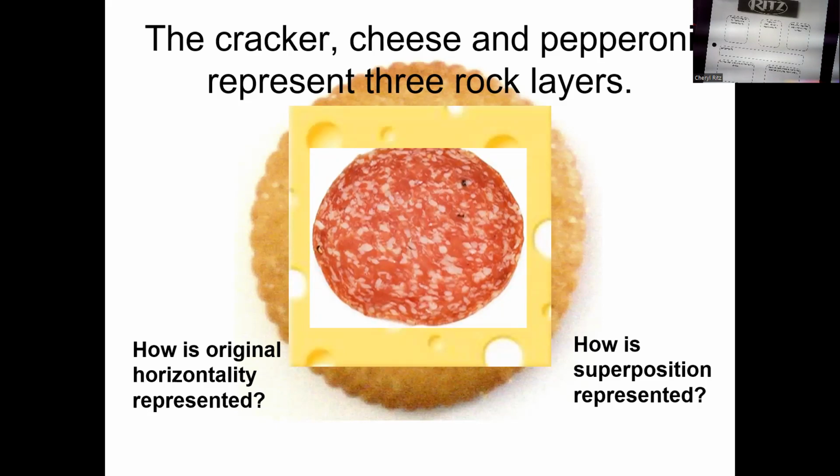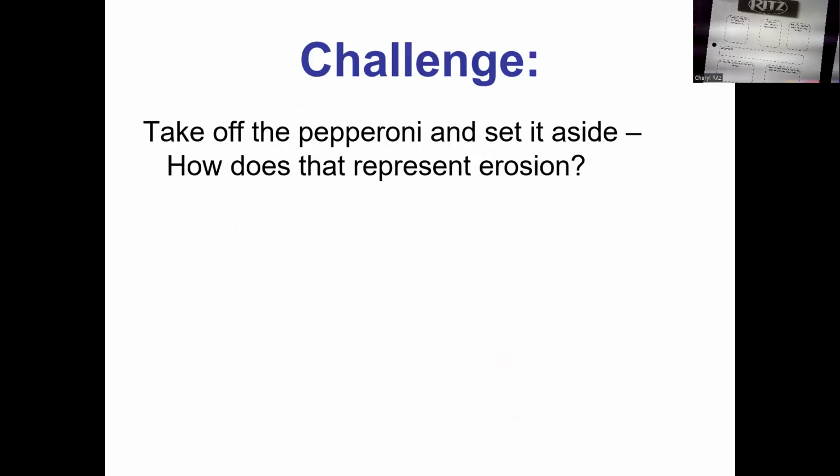Here's what we're gonna do next. Here's your challenge. Are you ready? Take off the pepperoni. Set it aside. What did you just pretend to be by removing that pepperoni? You were erosion. You were either a glacier or a river or waves or wind or gravity, and you removed that top layer.